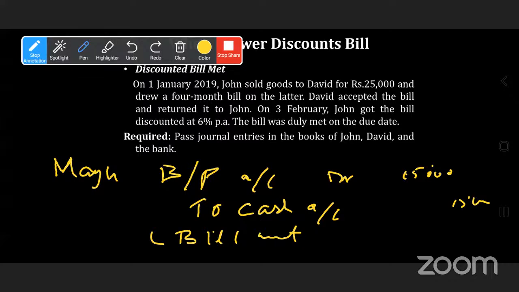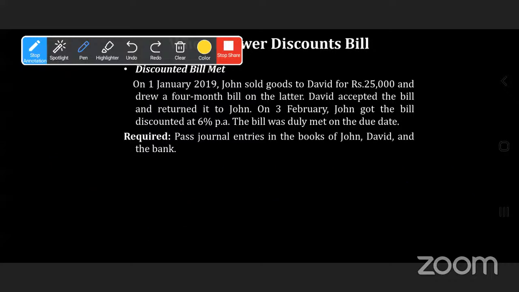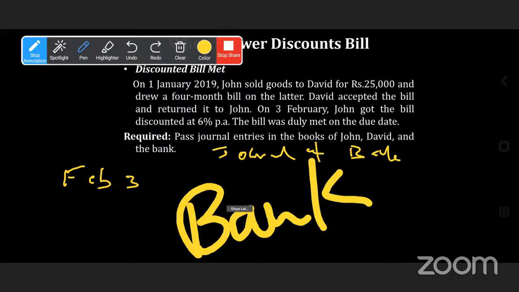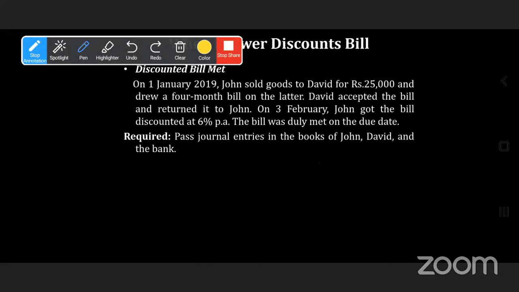Now you have to pass the journal entry in the books of the bank. Let us see the journal of bank. So on February 3rd, you have to write this in the journal of bank. Do not scribble on the screen, please.